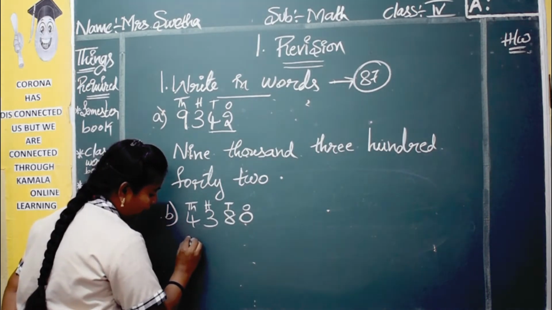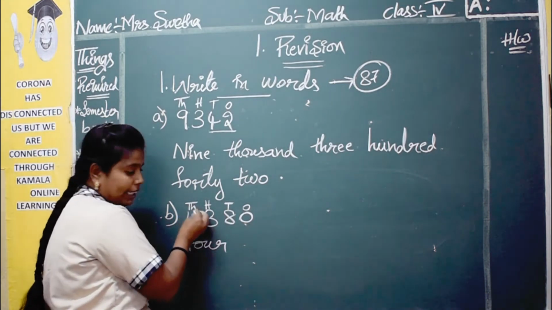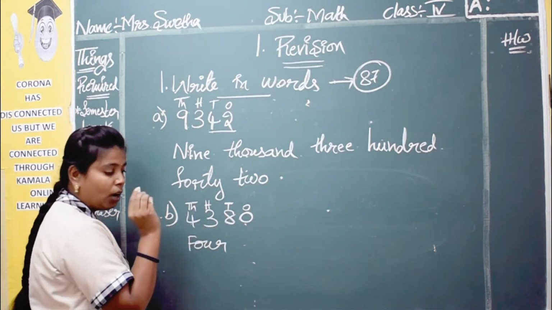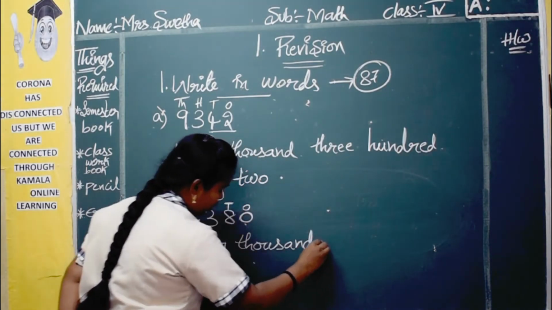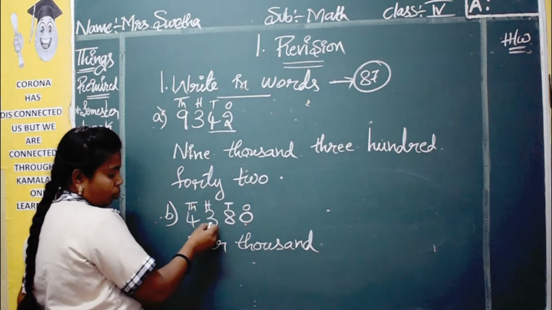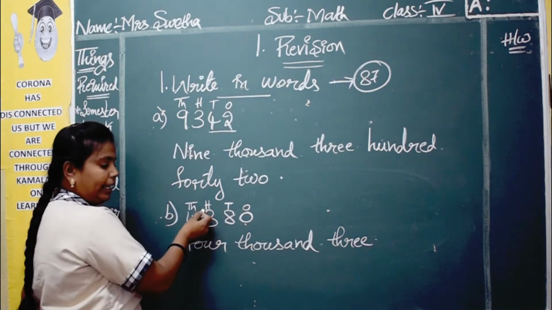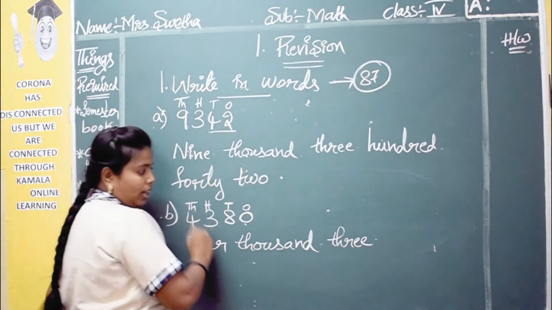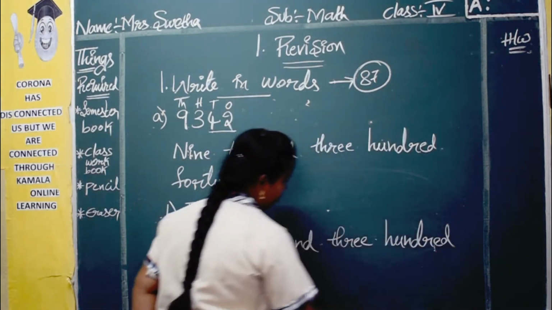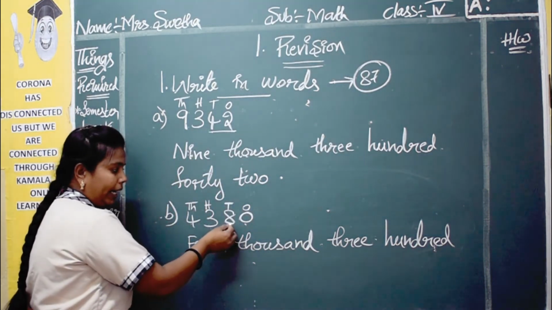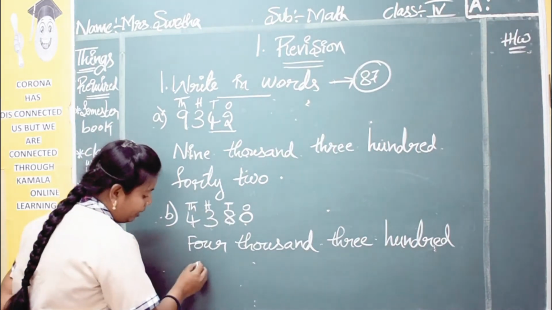So this one we will call it as 4. So write 4 here. 4 is there in which place? It is there in TH. TH means what? 1000. Okay, so 4000. Next what do you have? 3. So we have 3 here, so we will write 3. And 3 is there in which place? H. H means 100 place. 100. Next, 8 is there in tens place. So 8 tens means we will write 80.